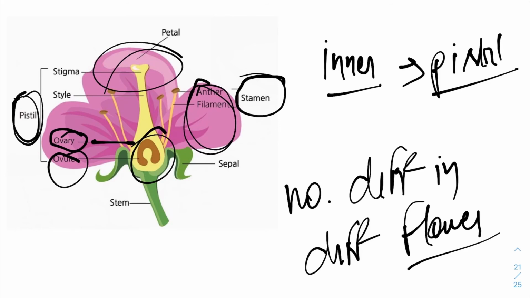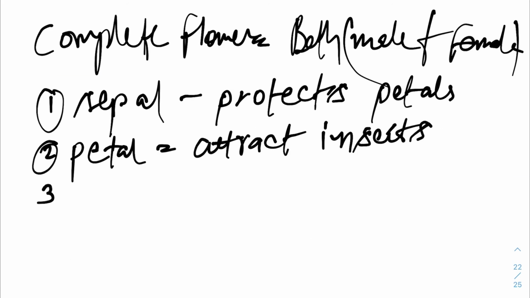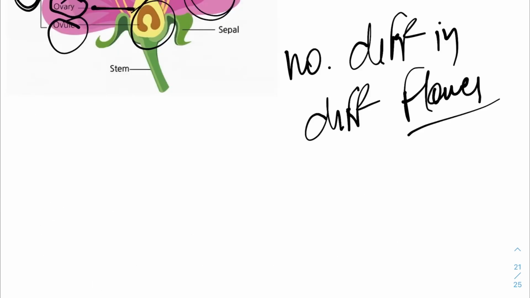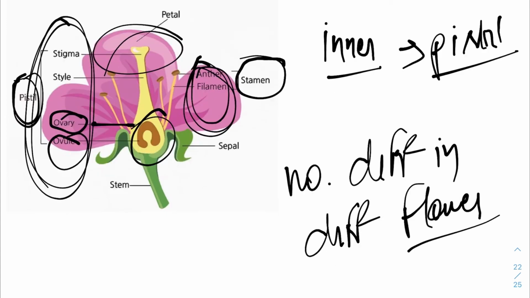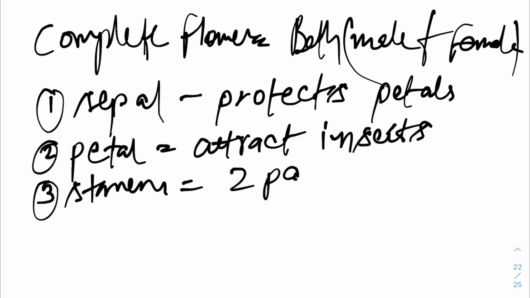Stamen is the male part of the flower, which consists of two parts, anther and filament. And pistil is the female part of the flower. It consists of stigma, style, ovary and ovule.